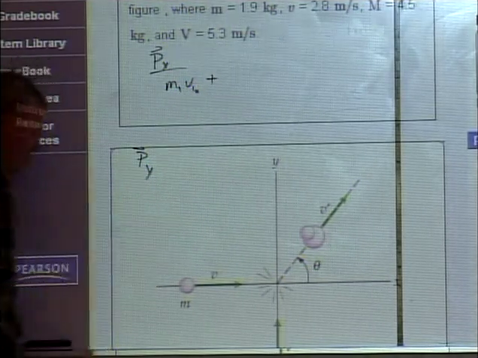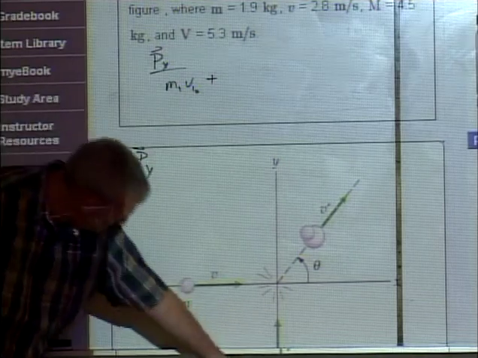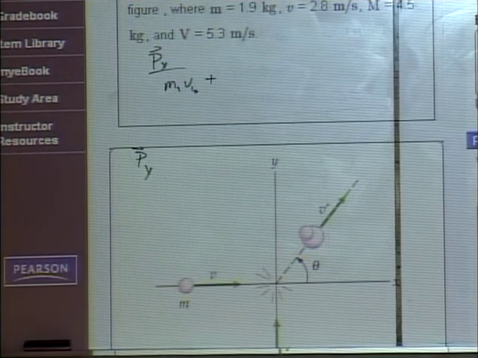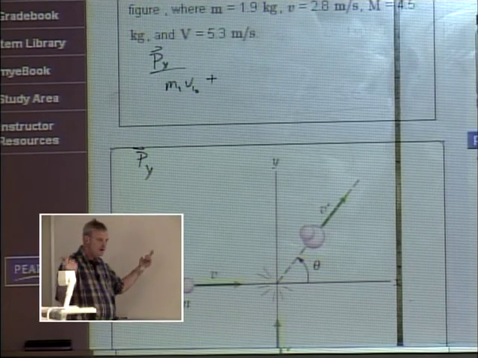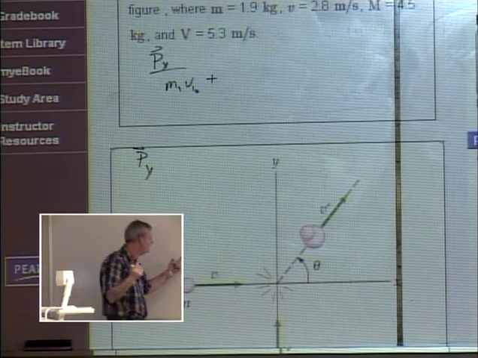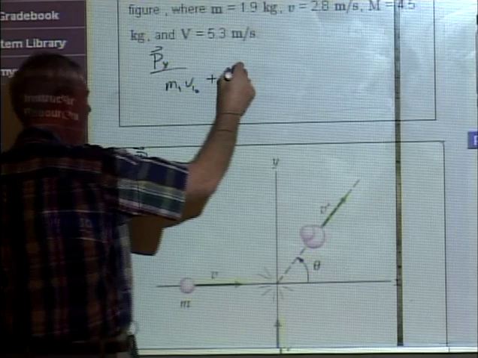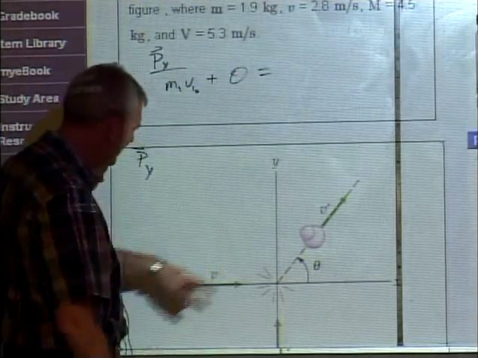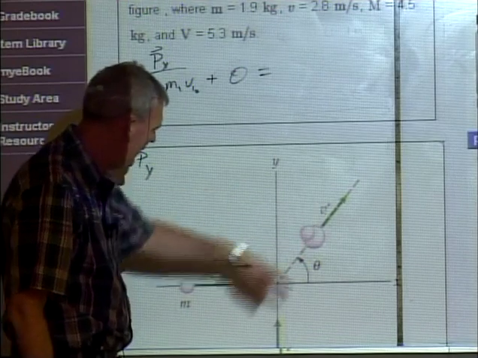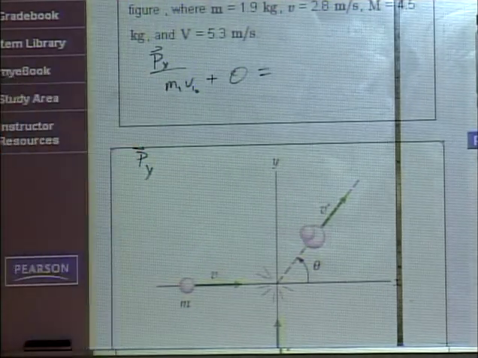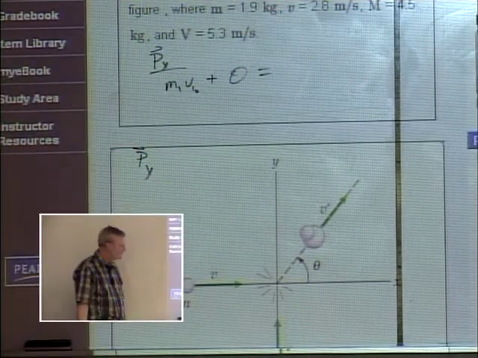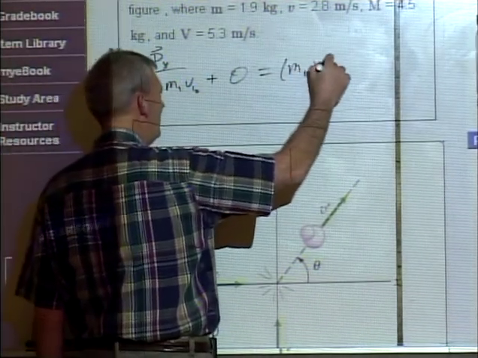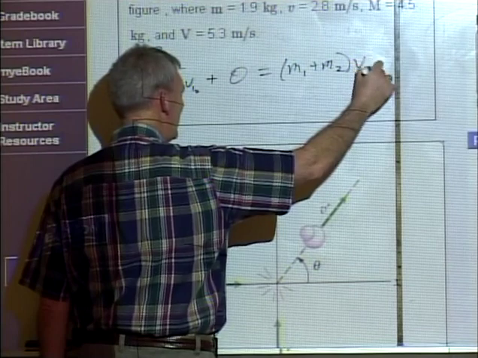plus. Now, what's this M2 that's right here? What's its velocity in the X direction? The big M. Zero. It's zero. Plus zero equals, well, it looks like they're stuck together here and they're taking off in one. So what kind of collision is this? It's an inelastic collision. So we've got M1 plus M2 times V in the X direction.